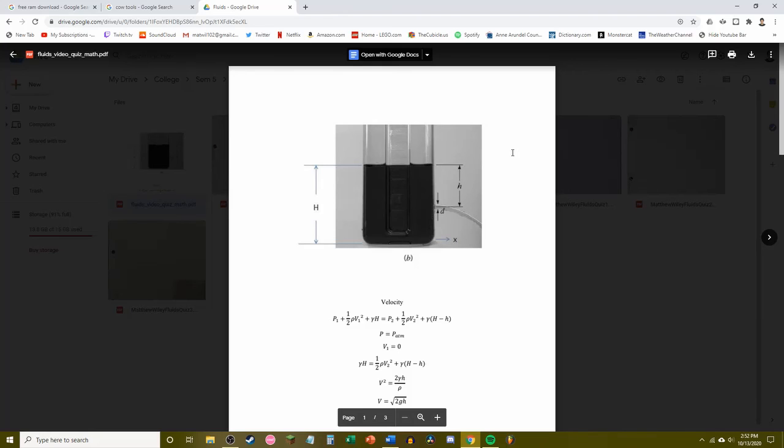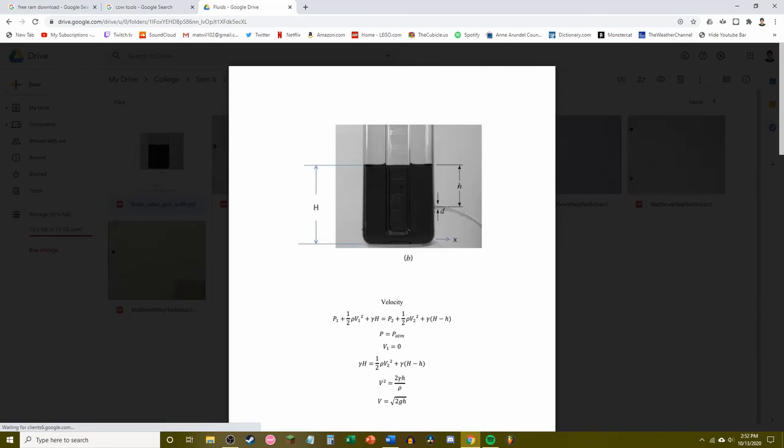So in this problem, we have a constant height of water, H, in a bottle, and somewhere below H, at a height little h, a little hole is poked through and the water is released perfectly horizontal, and we have to find the max distance from the edge of the bottle. To find this, the first thing we need is the velocity of the water as it's moving out of the hole.